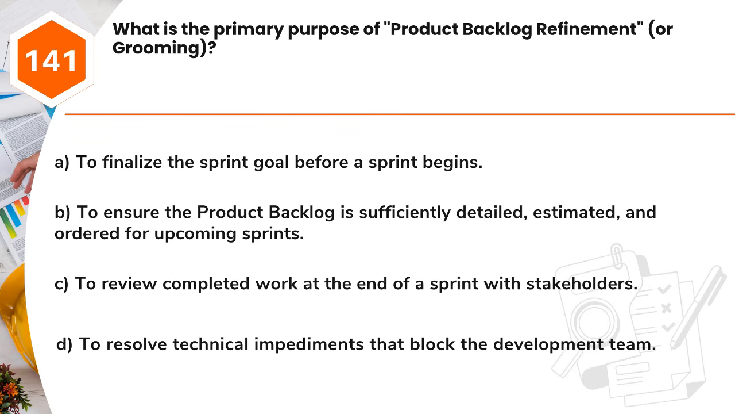Question 141. What is the primary purpose of product backlog refinement, or grooming? A. To finalize the sprint goal before a sprint begins. B. To ensure the product backlog is sufficiently detailed, estimated, and ordered for upcoming sprints. C. To review completed work at the end of a sprint with stakeholders. D. To resolve technical impediments that block the development team.